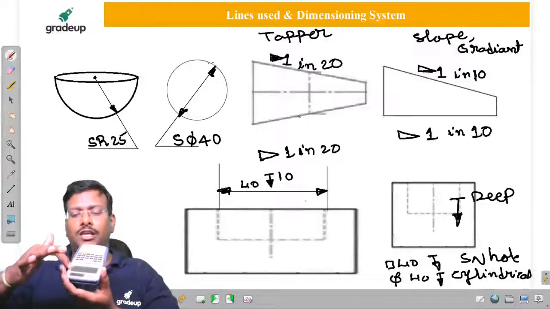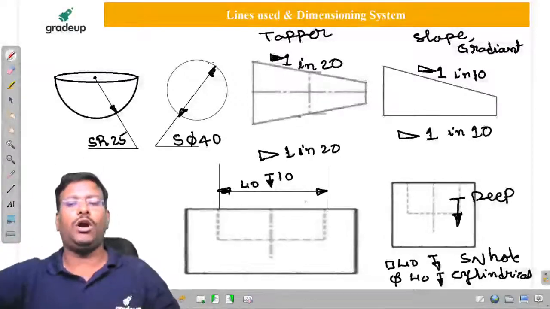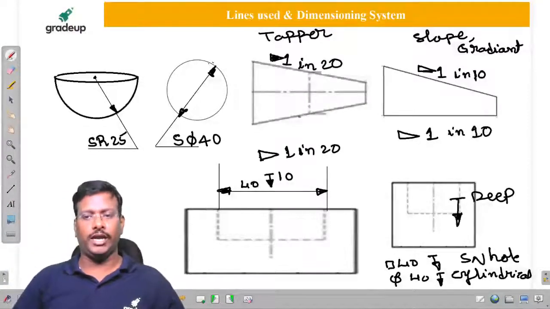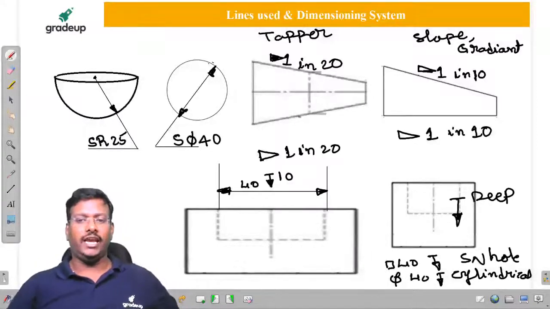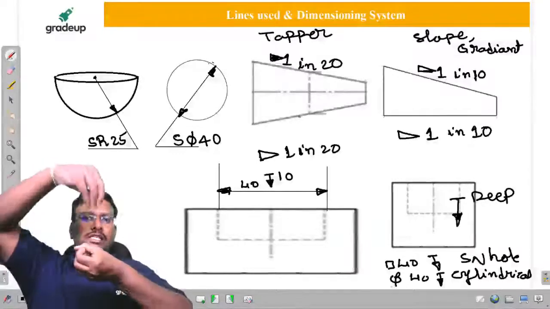length appears in the front view. Breadth is also 40. We make a square hole in it. Then you have to show it as a rectangle or a square symbol. Sir, if it is a 5, it means it is a cylindrical hole. They make a drill like a cylindrical hole.